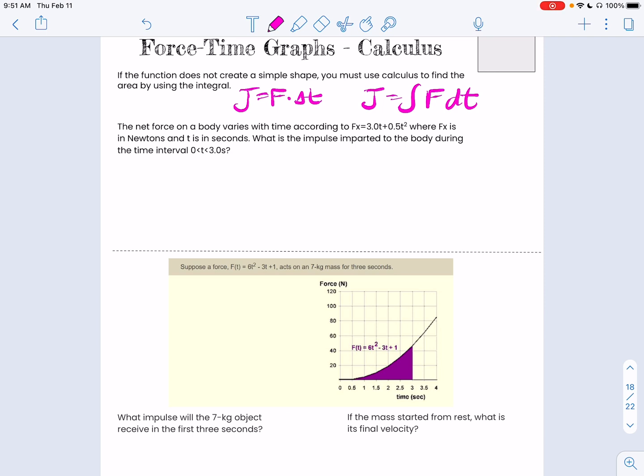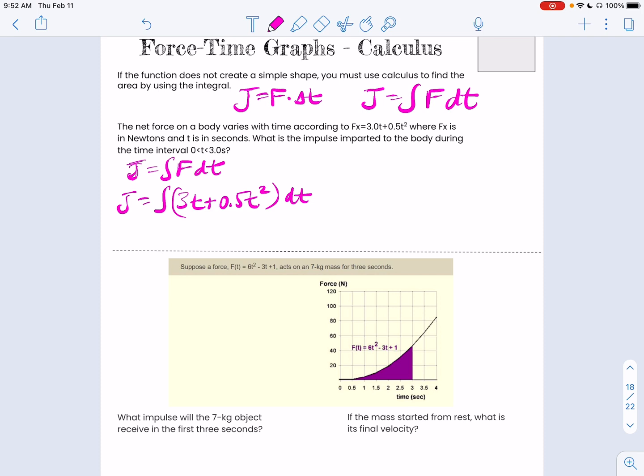All right, so the next one: if the net force on the body varies with time according to Fx equals 3t plus 0.5t squared, where Fx is in newtons and t is in seconds, what is the impulse imparted to the body during the time interval 0 to 3 seconds? So if the impulse is the integral of the force with respect to time, that'll be the integral of 3t plus 0.5t squared dt.